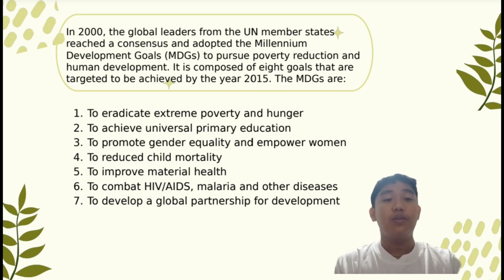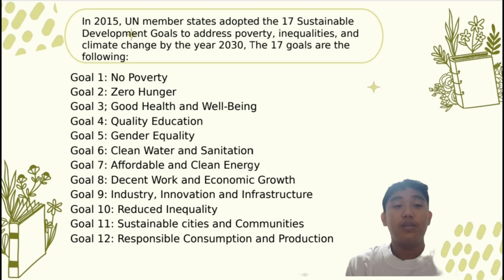Next is to combat HIV, AIDS, malaria, and other diseases. And next is to develop a global partnership for development. So, in 2015, UN member states adopted the 17 Sustainable Development Goals to address poverty, inequalities, and climate change by the year 2030. The 17 goals are the following.